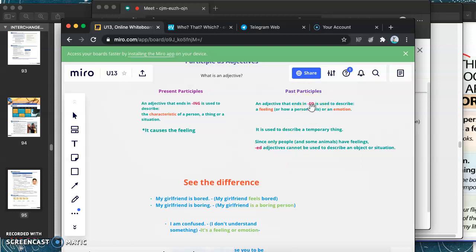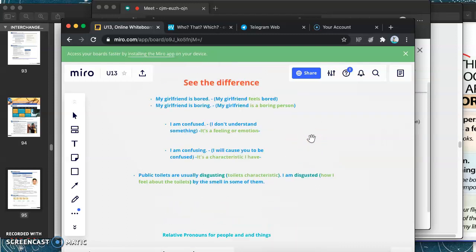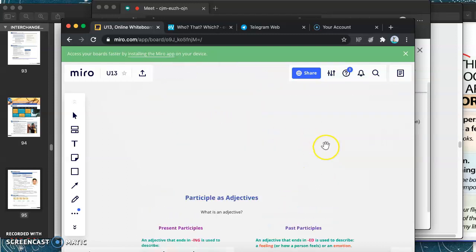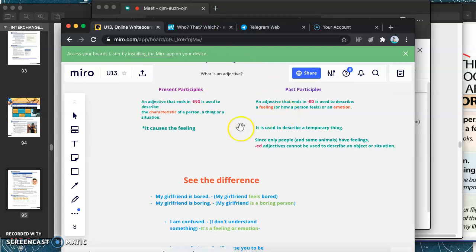Also, since only people and animals have feelings and emotions, the past participles, meaning the ones ending in ed, you cannot use them to describe an object or a situation. But the present participle, you can use it because since it is a characteristic, you can use it to describe either a person, a thing, or a situation. So this is the difference, and here are some examples of the differences between present participle and past participle.